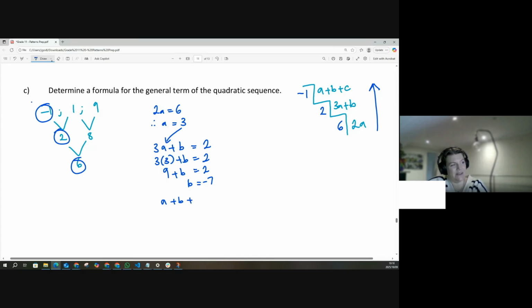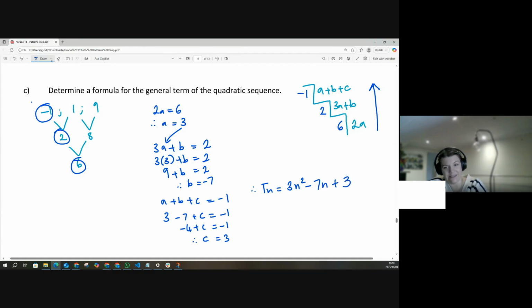a plus b plus c equals -1. a is 3. b is -7. c we don't know. So -4 plus c equals -1, which means c is equal to 3. Therefore, Tn is equal to 3n squared minus 7n plus 3.